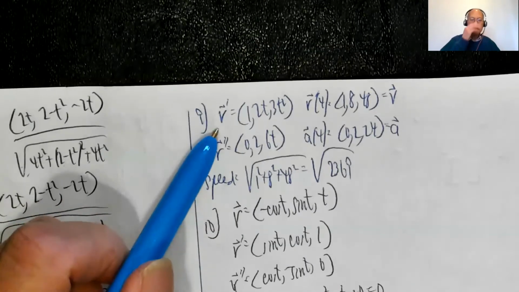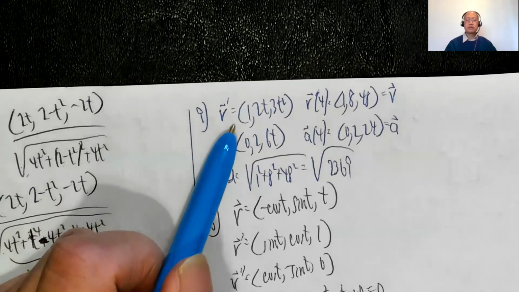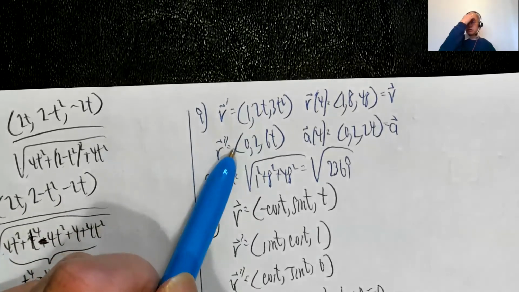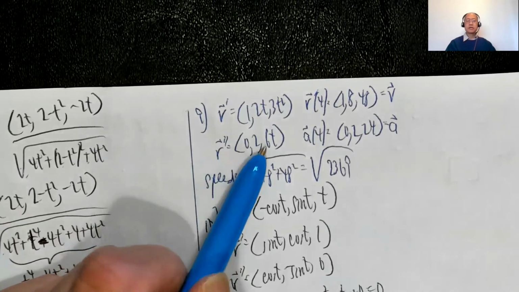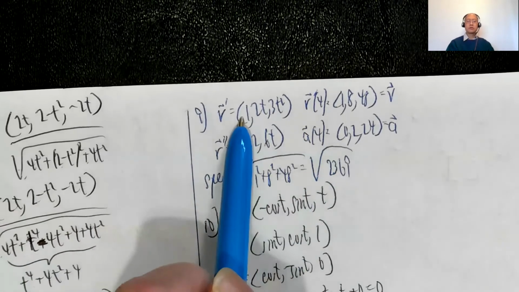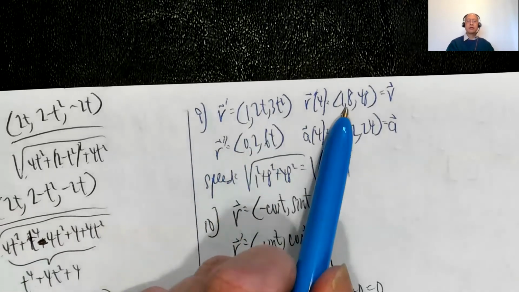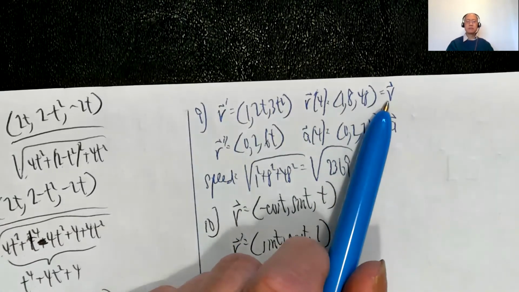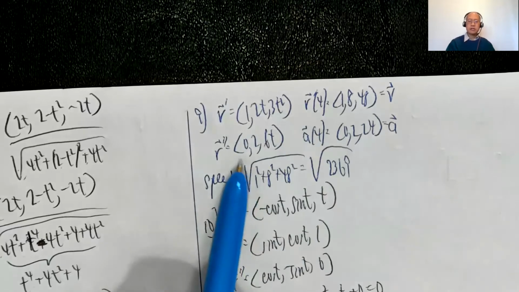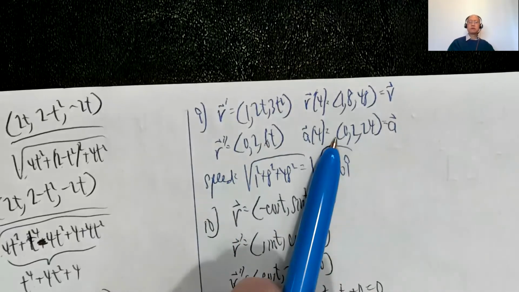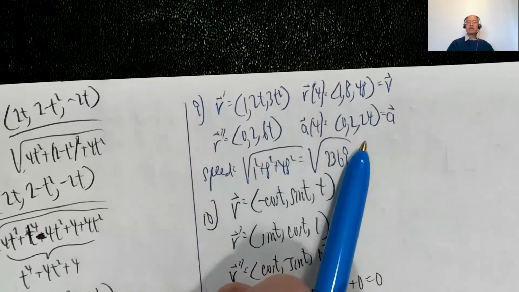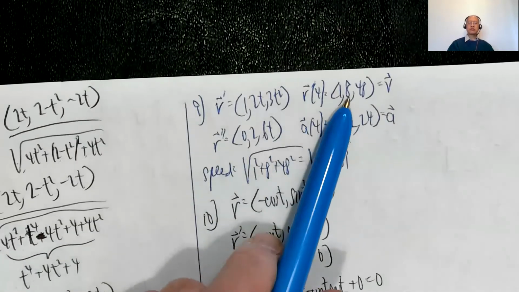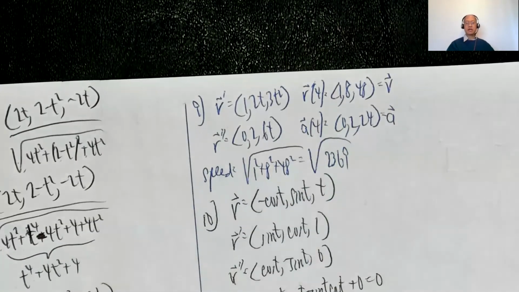Okay, 9, no big deal. r prime, first derivative, 1, 2t, 3t squared. Double prime, acceleration, 0, 2, 6t. Now you plug in 4. So 1, 8. Let's see, if I plug in 4, 3 times 16, 48. Velocity. Acceleration, 0, 2, plug in 4, 24. The speed, by definition, is the magnitude of the velocity vector. So it's the square root of 1 squared plus 8 squared plus 48 squared, radical 2369.